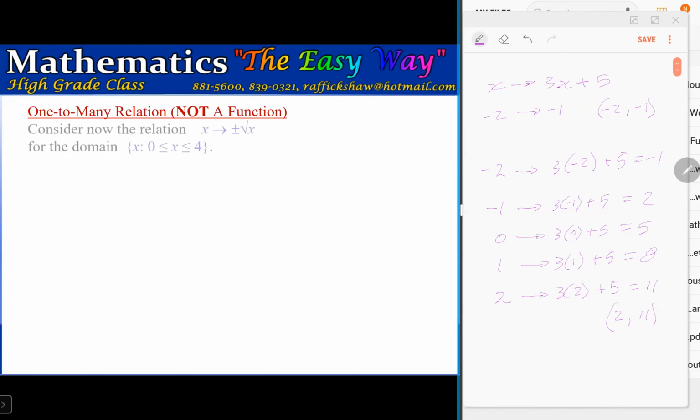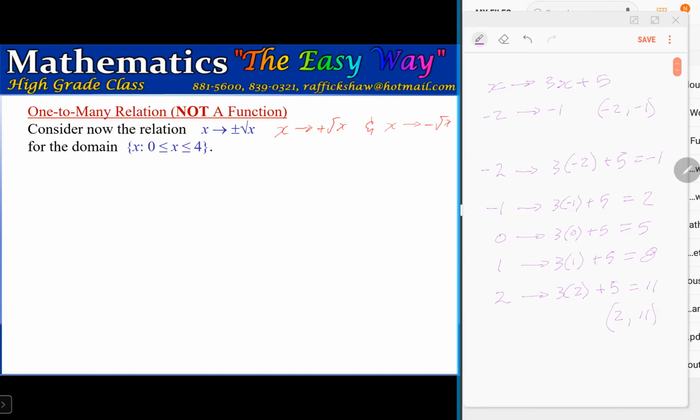So let's look at it. We're looking at this relation now that x maps onto plus or minus the square root of x. I'm just using some values to make it kind of easy. What this means is that x maps onto the positive square root of x, and at the same time, x maps onto the negative square root of x.